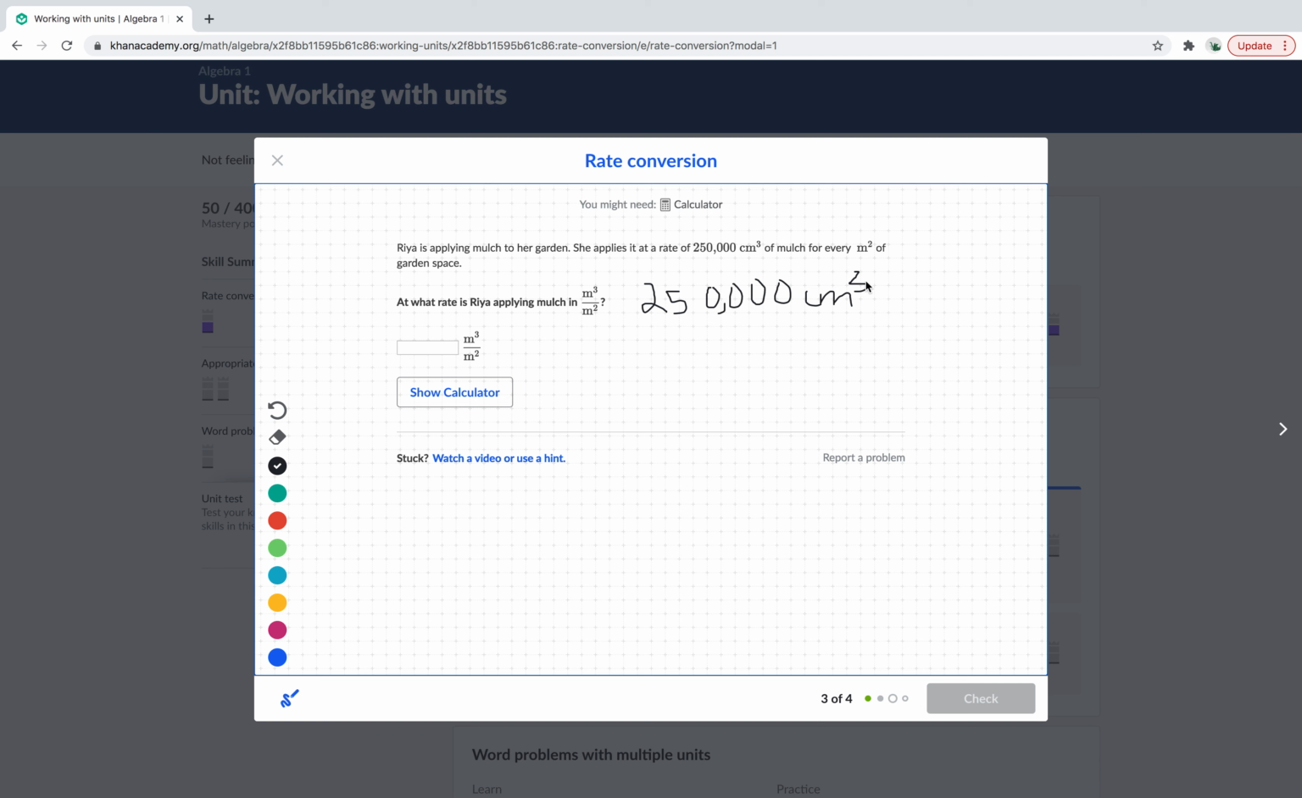Now it's over meters squared. At this rate we want to convert it to meters cubed over meters squared. So we have to convert centimeters cubed into meters cubed. First we multiply this by what we did, exactly like last time. So multiply by 1.